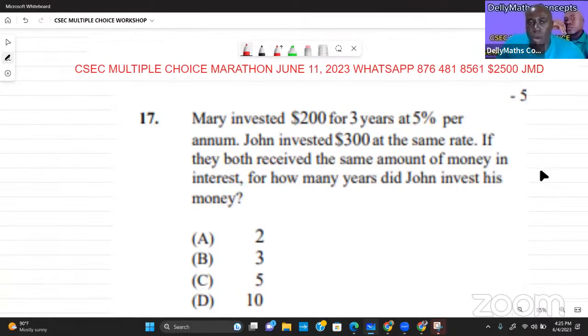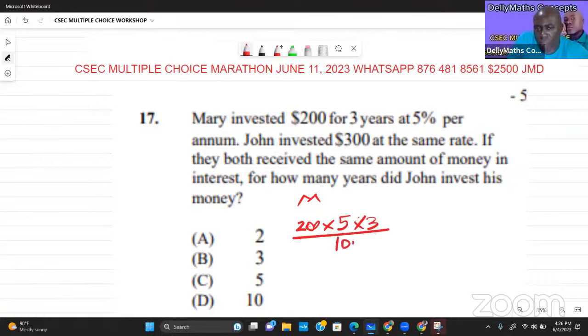So what we could do is set up a system where we're saying Mary's interest on the left. So Mary's interest, how do you find interest? Interest is found by using this formula. P times R times T, all over 100. And this gives you simple interest. But this is for Mary. So this is Mary's values I'm using there, right? And so we want to put John's beside it.